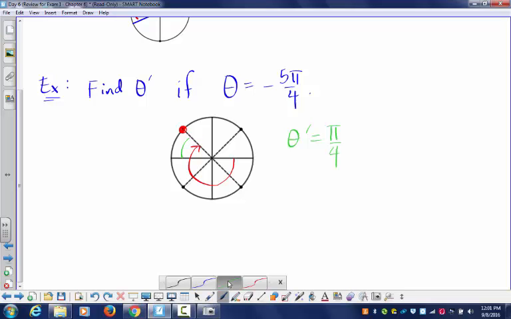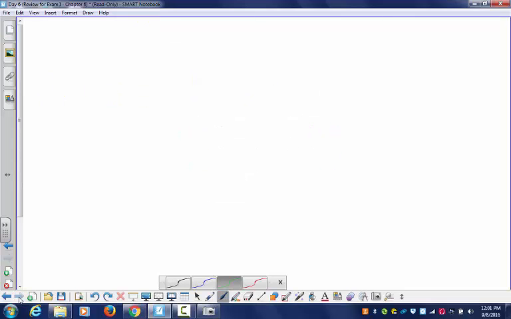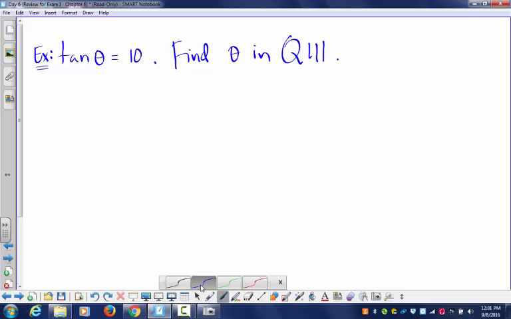All right, so let's use a reference angle approach to solve the following problem. Suppose we have tangent of theta equal to 10. Find theta in quadrant 3. Theta is in quadrant 3. Figure out what theta has to be, and just round to the nearest degree.